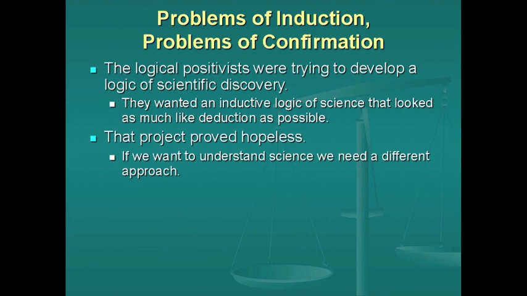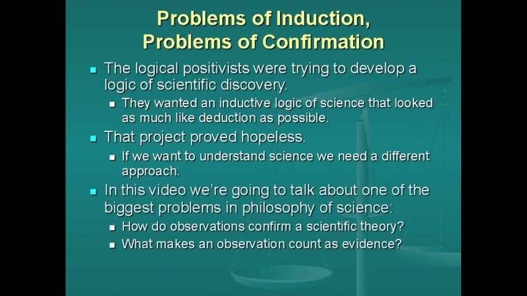We saw that even though the logical positivists had made a lot of great contributions and great advancements over the course of the 20th century, their project ultimately ended up proving more or less futile. So if we're going to try to understand how science works, we're going to have to turn away from the positivists and towards something else. So with that in mind, today I want to focus on one of the biggest problems in the philosophy of science, or rather set of problems, that are collectively referred to as problems of induction and problems of confirmation. In other words, we're trying to explain and understand how it is that scientific data relates to scientific theories.